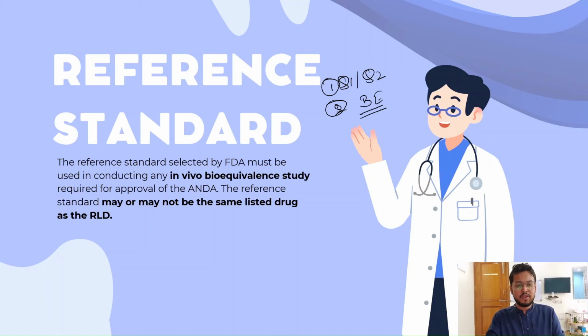Now to show the bioequivalence, they need one standard against which it can show that it has the same rate and extent of availability of the drug at the site of action as that of the standard. And this standard is nothing but the reference standard. Now you might be wondering that if for the Q1, Q2, I am showing similarity to the RLD, then bioequivalence also I can show against the RLD, right?